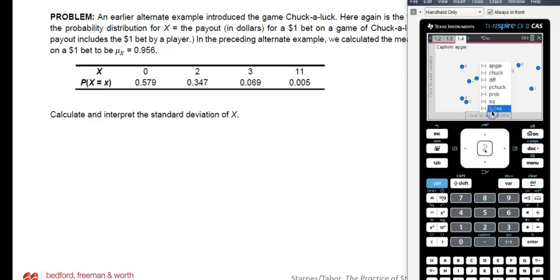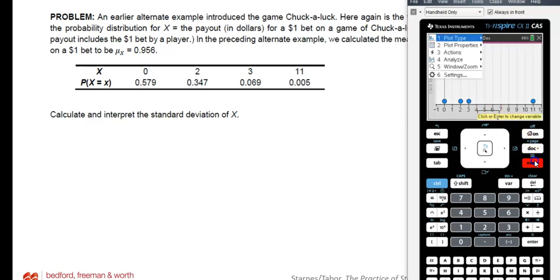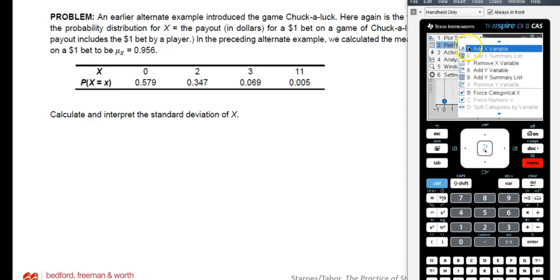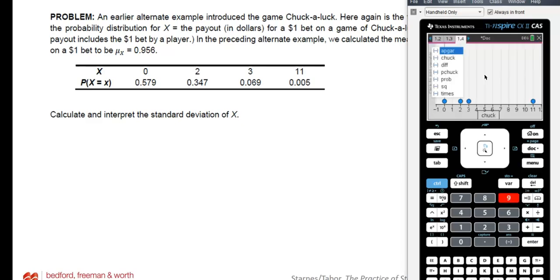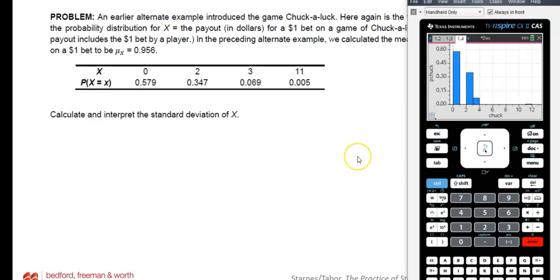If you do want to graph it, that was not the question, but if you do want to graph it, you would go to Chuck, go to Plot Properties, and number 9 is Y Summary List, and choose pchuck, and it does a histogram of that, which is nice. Again, it'll do it for you if you wanted to.